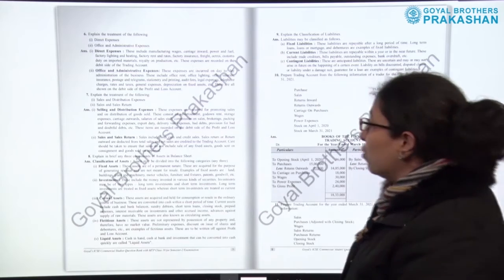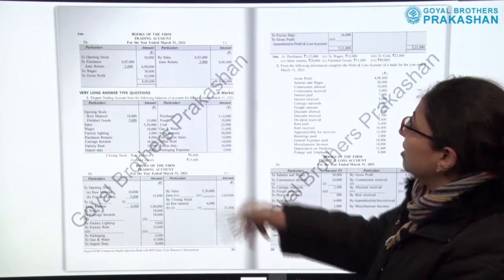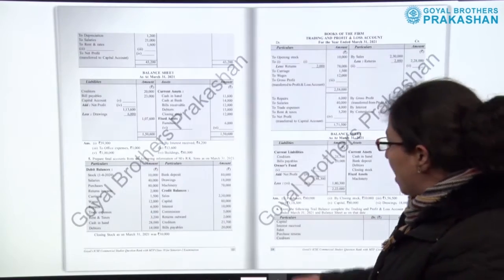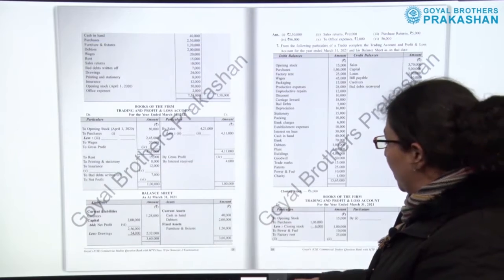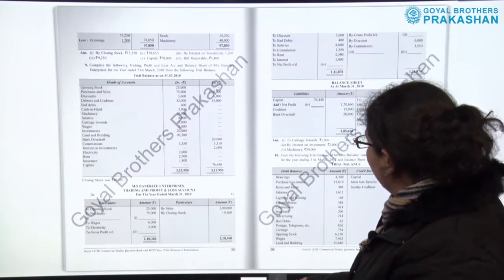So there are almost 10 to 12 questions for the long answer type questions. So these are all long answer type questions. You can see all the answers are provided along with the questions. These are all long answer type questions.